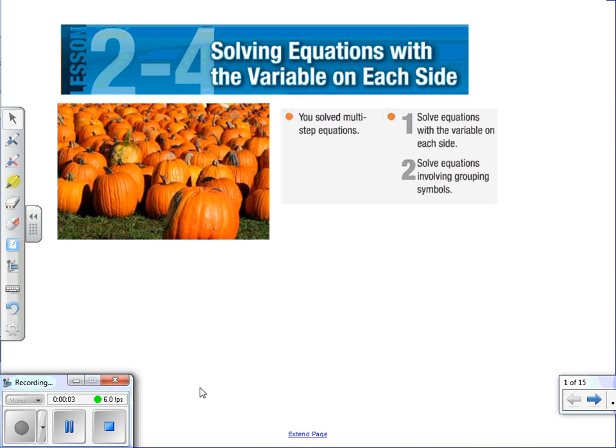Okay, solving equations with variables on each side. This is lesson 2-4.